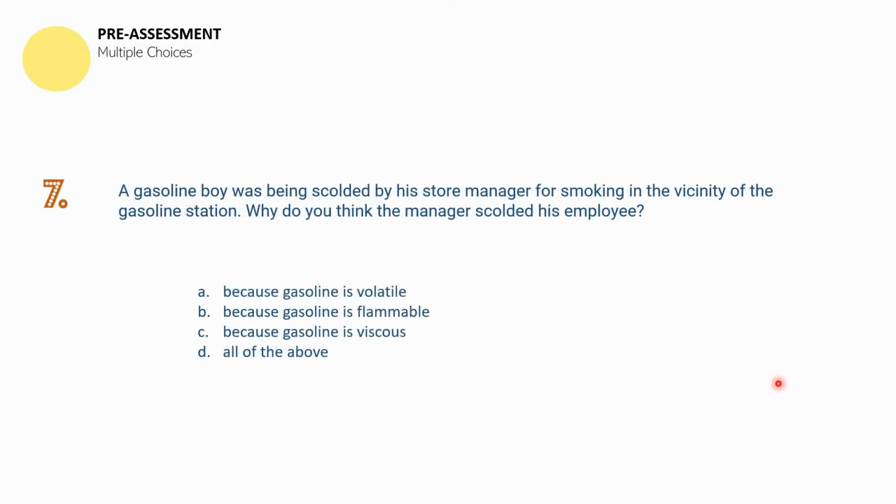A gasoline boy was being scolded by his store manager for smoking in the vicinity of the gasoline station. Why do you think the manager scolded his employee? A, because gasoline is volatile. B, because gasoline is flammable. C, because gasoline is viscous. D, all of the above. Pause this video if you need more time. If you have decided to continue, let us move to question number 8.